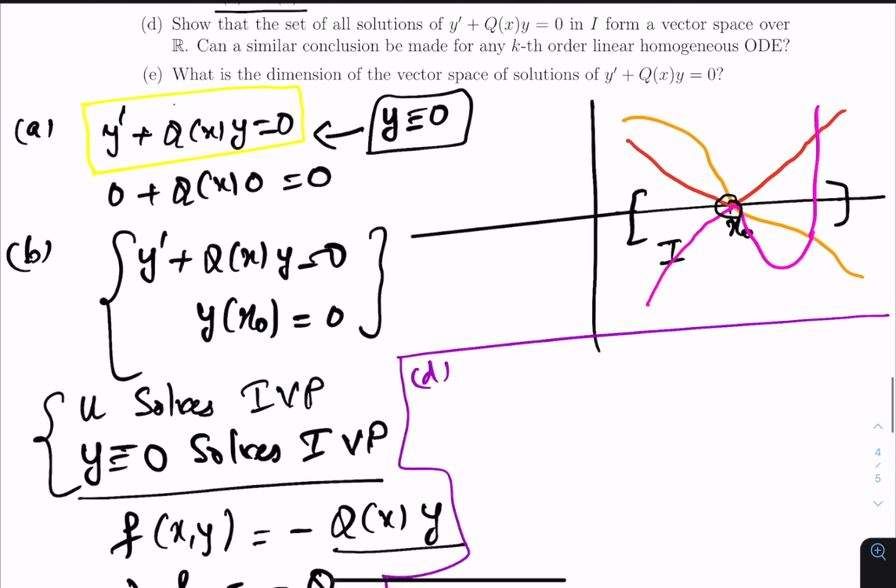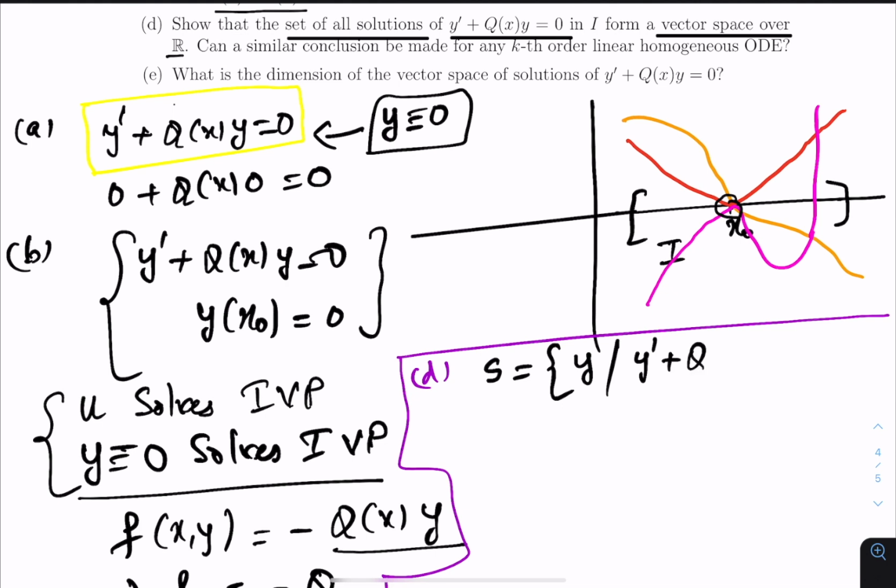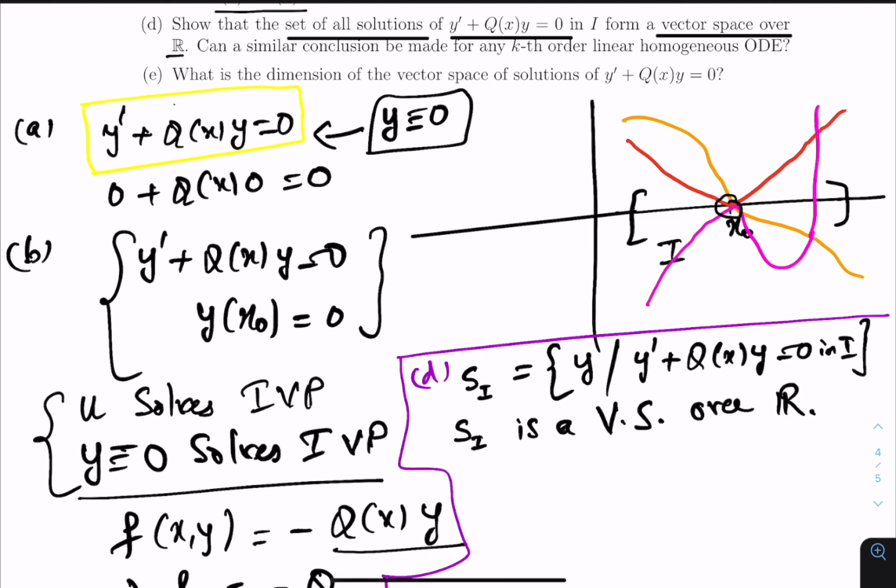Okay, what is D saying? D is asking us to show that the set of all solutions of the given ODE form a vector space over R. In other words, suppose you define the set S to be the set of all functions y such that y prime plus q(x)y equals 0. This is in the given interval I, let's say. So in that case you can even bring the I dependence into the definition. So let's call the set S_I, suppose, right? So S_I is the set. What D is asking is, it's asking us to show that this S_I is a vector space over the real field, the real numbers.